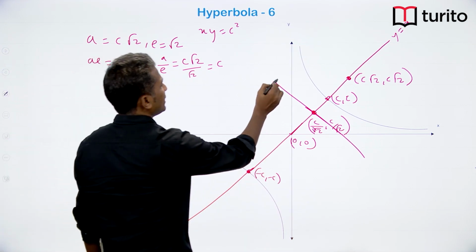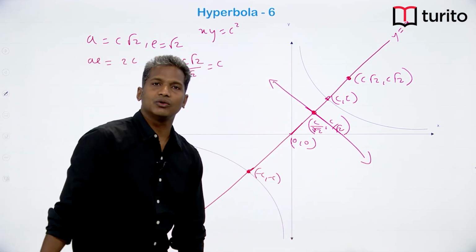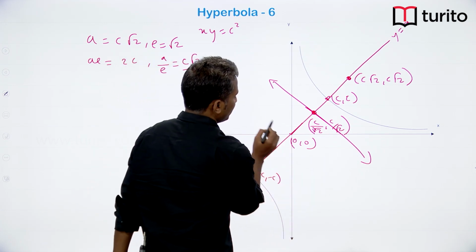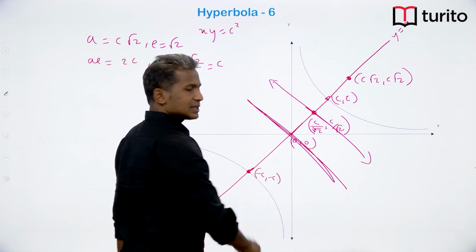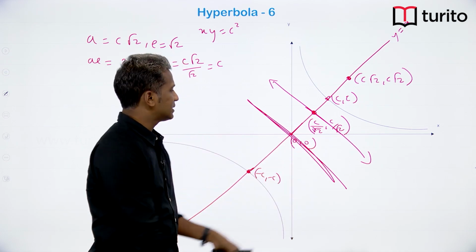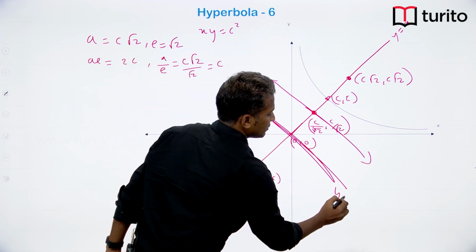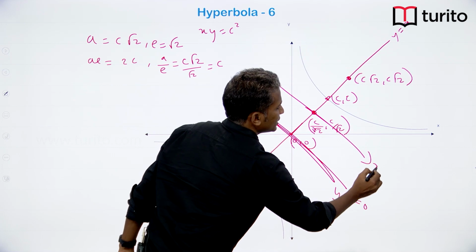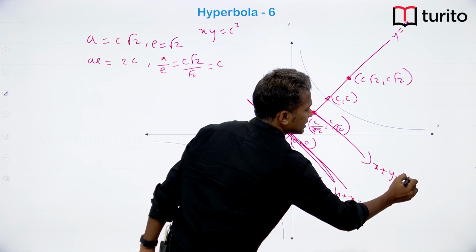Now, we can also get the equation of directrix directly. How do we do that? Because the slope of this line, which is the conjugate axis, will be same as the directrix. Conjugate axis is basically y plus x equal to 0. So, this will be x plus y equal to some constant k.